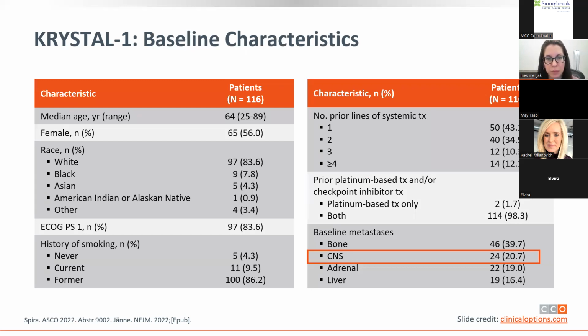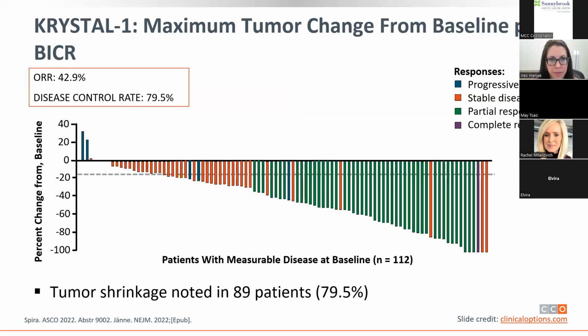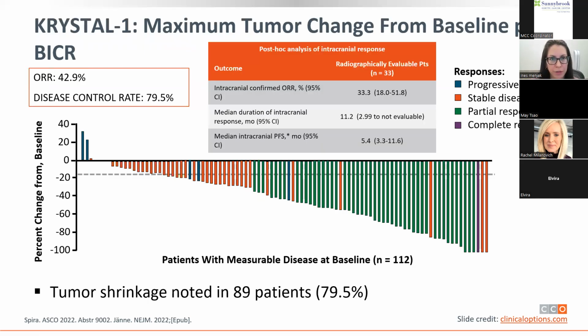Just to highlight, about 20% of patients had CNS mets. So we had a number of patients responding with shrinkage in their tumor, with a disease control rate of about 80%. Their post hoc analysis for the intracranial response showed about a third of patients with response intracranially, with the duration lasting over 11 months.